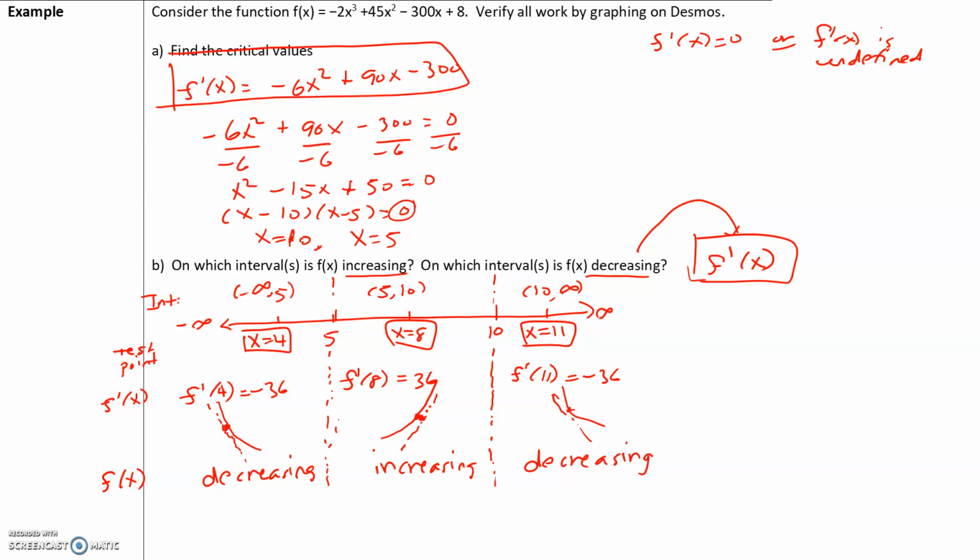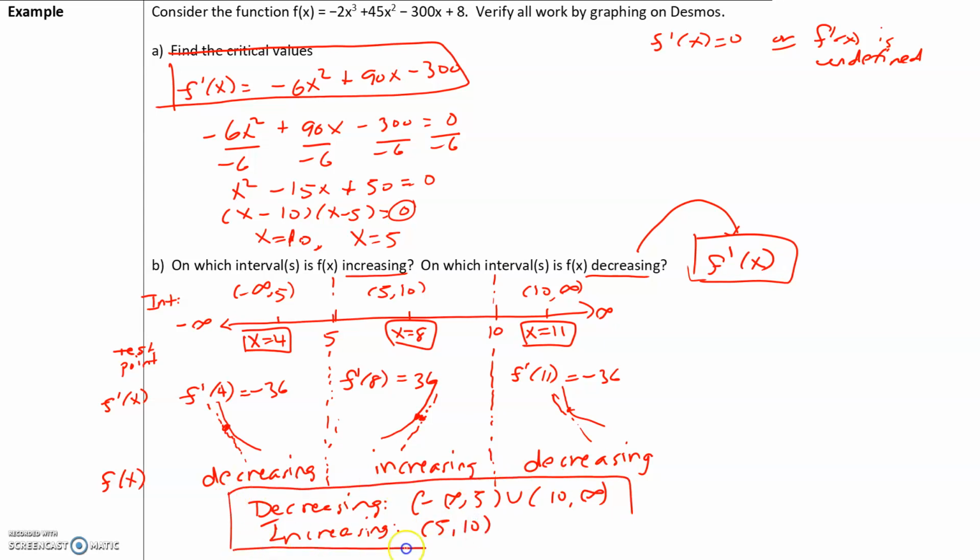Okay, decreasing, increasing, decreasing. So the function is decreasing over the intervals negative infinity comma 5, union 10 comma infinity. And the function is increasing over the interval 5 comma 10. And we will do this in class. We'll graph this in class to verify the information. So I'll write a note on the side to graph this in class.